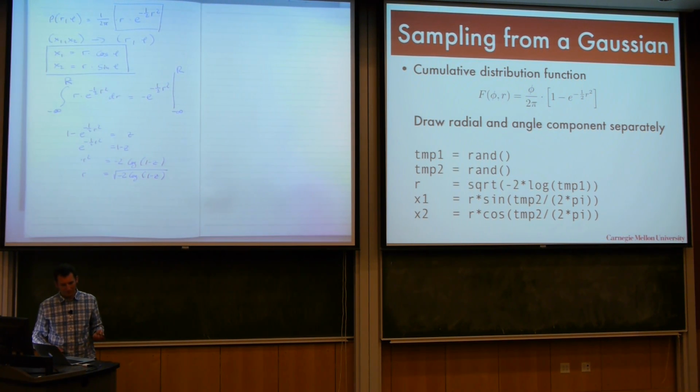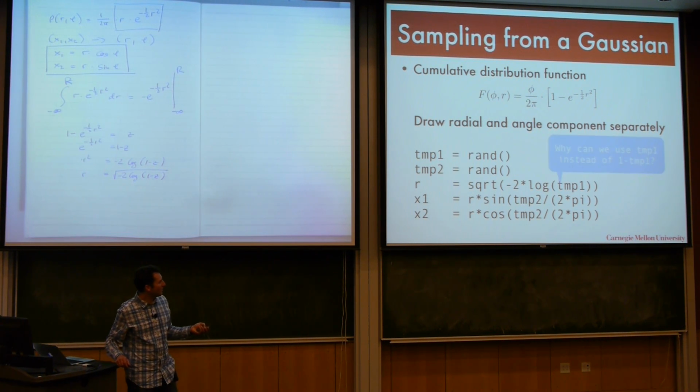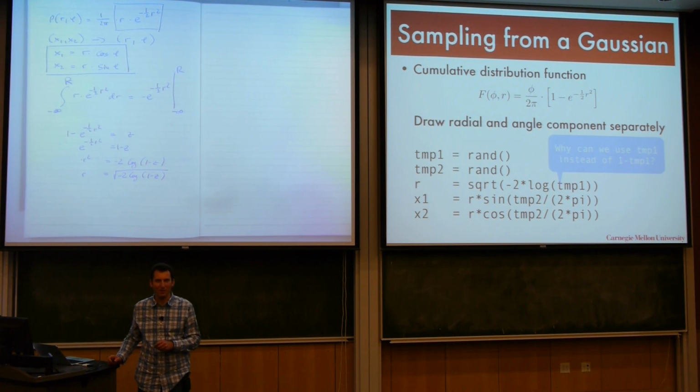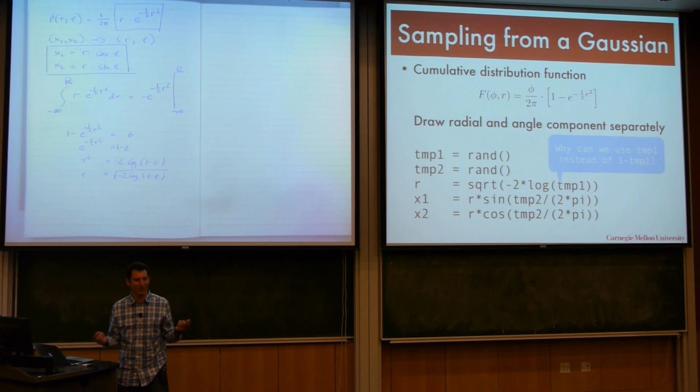Now if you look at the pseudocode, that's almost what's written there, except that I've, say, temp 1, temp 2. Temp 2 is basically the angular part, temp 1 is the radial part. The only thing is I'm using temp 1 rather than 1 minus temp 1. Why am I allowed to do this? It's a uniform random number, and if I mirror it, it gives me the same thing.